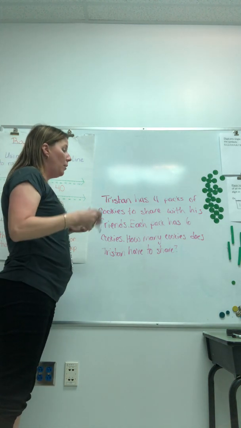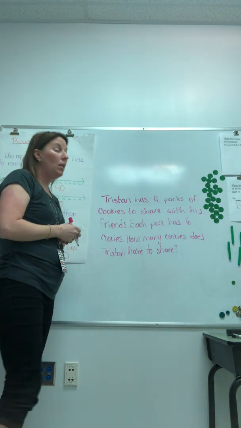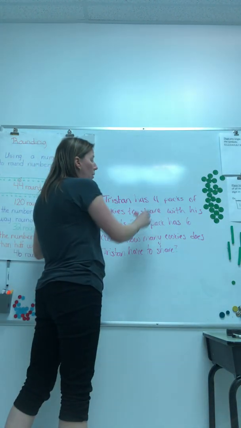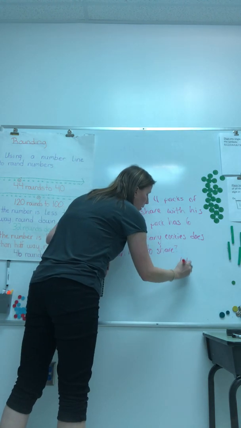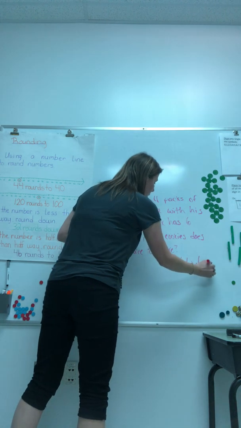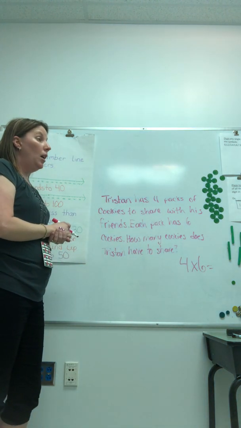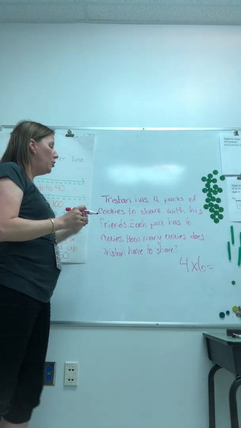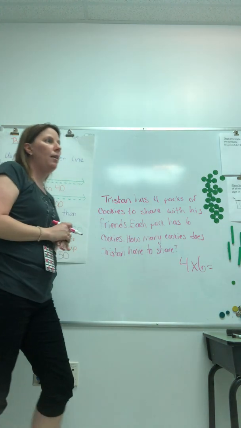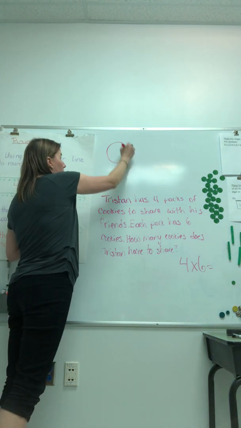The first thing I wanted to start with is getting our number sentence together. We know that he has 4 packs of cookies, and we know that each one of Tristan's packs has 6 cookies in there, okay? So now we can see that the problem is 4 times 6. You can use whatever strategy or tool you want to solve this, but for this video, we're going to start with a number bond.